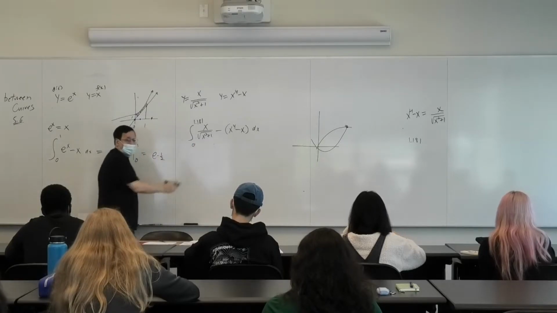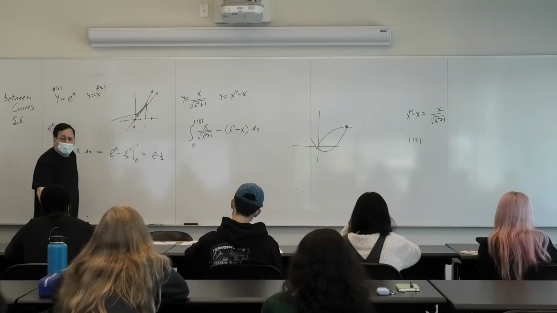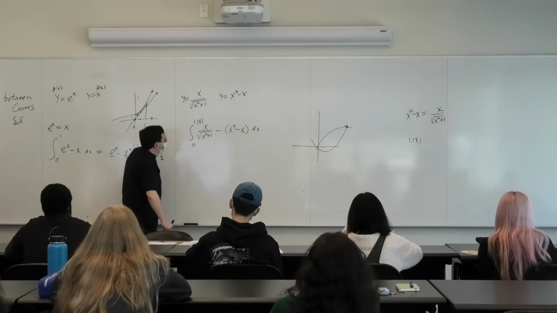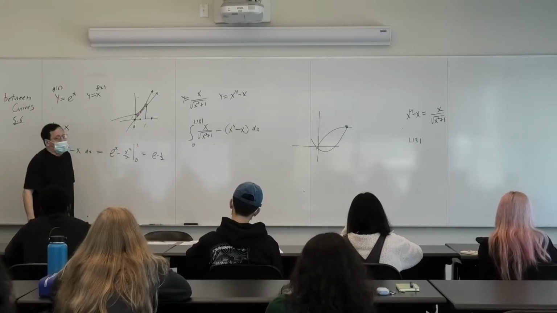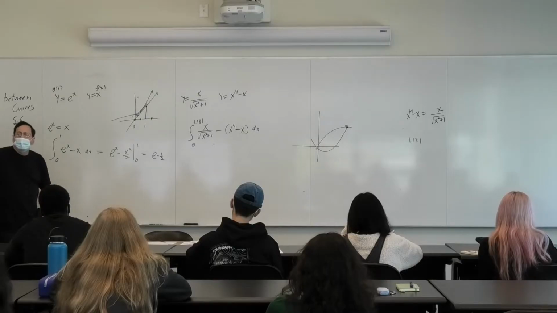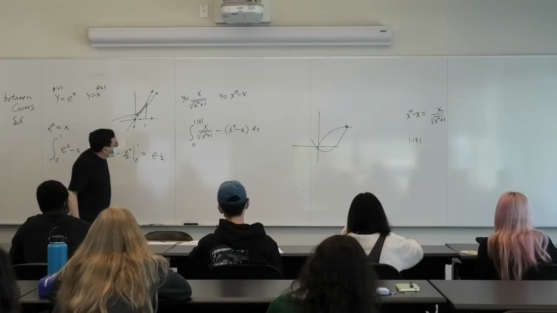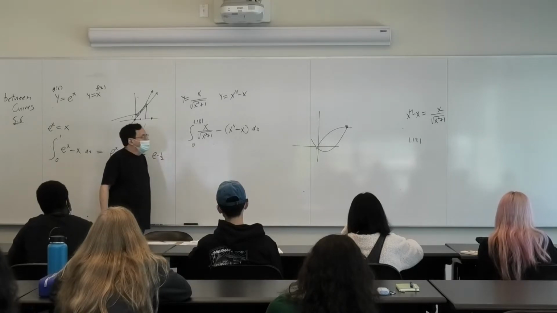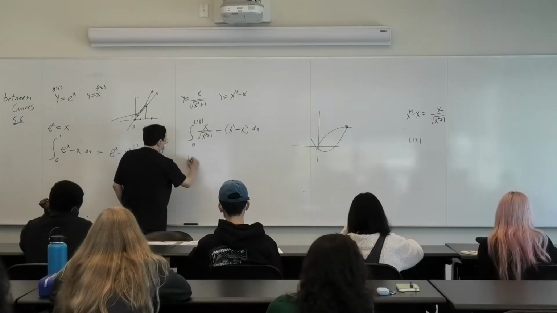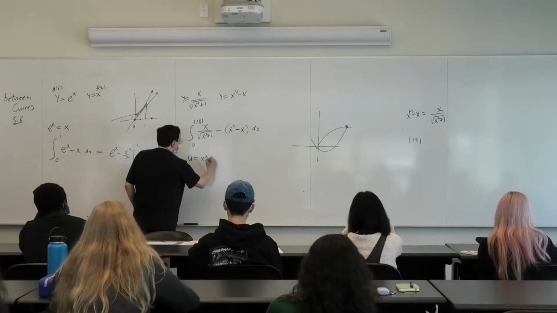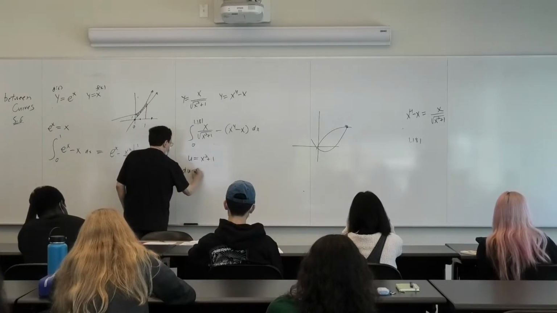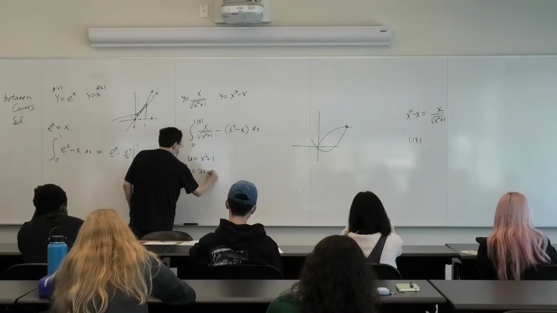Anyone remember how we would find the antiderivative of this expression, x over the square root of x squared plus 1? Okay. Looks like a substitution, doesn't it? Might want to say u equals x squared plus 1, and then du is equal to 2x dx.